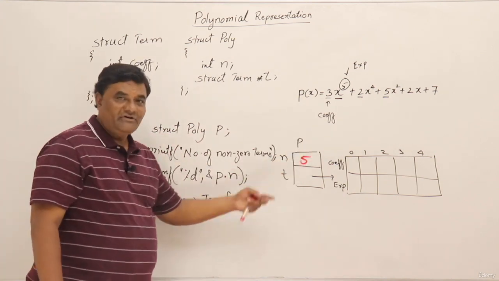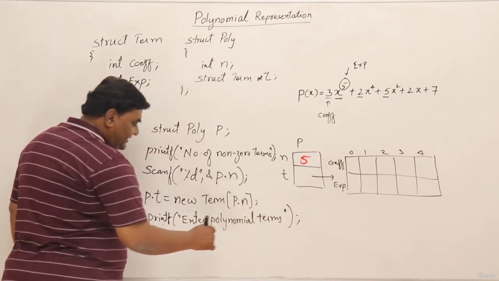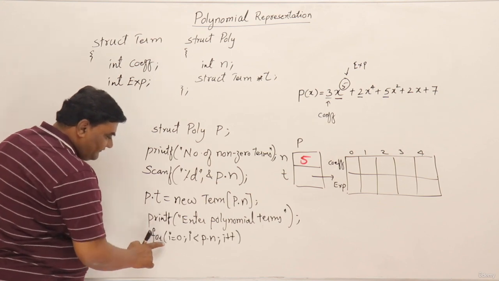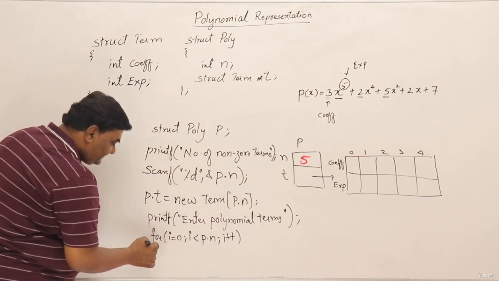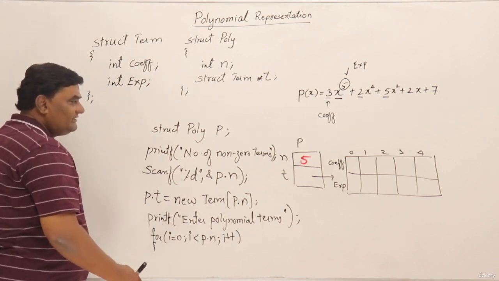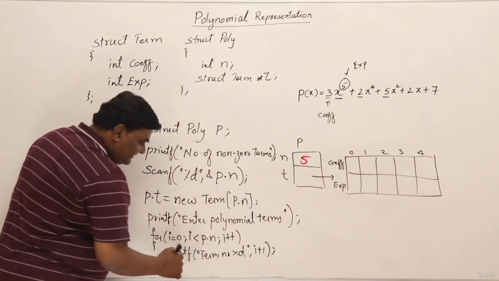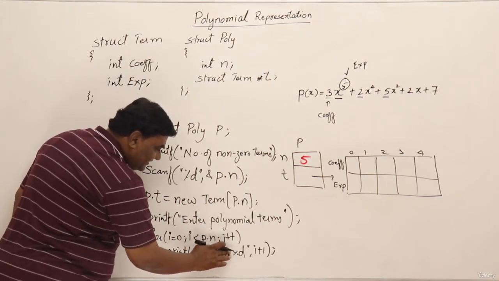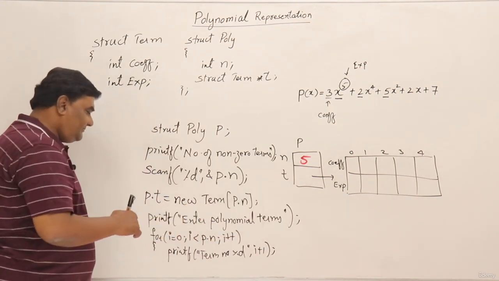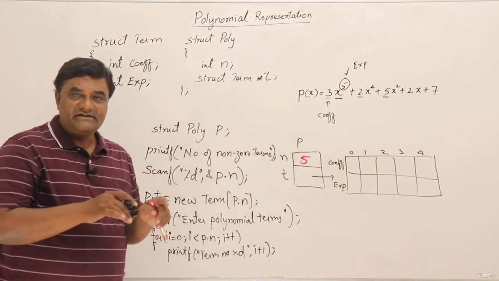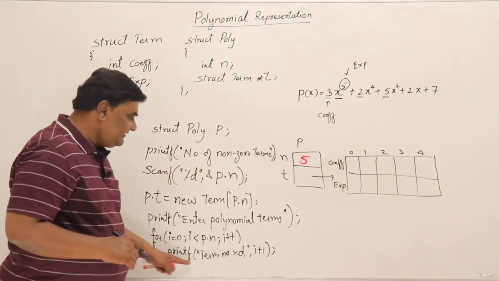So I will write the code here for reading all those values one by one. Here I gave a message, enter polynomial terms. Now using a for loop I'll read the values: for i assign 0, i less than p.n, i plus plus. But before reading, I will display the term number: printf enter term number, i plus 1. I is 0, so first it will be 1, then 2, so it shows numbers from 1 onward. The user entering the data will know which term he is entering, so to help him I am printing the term number.